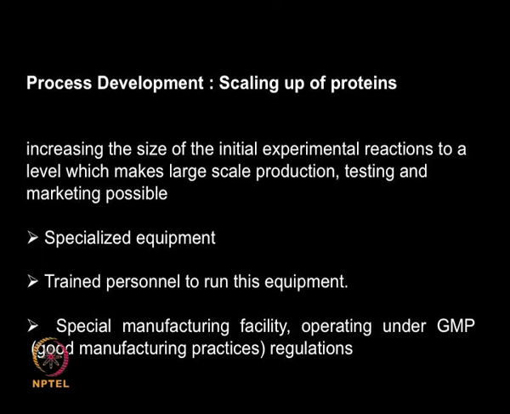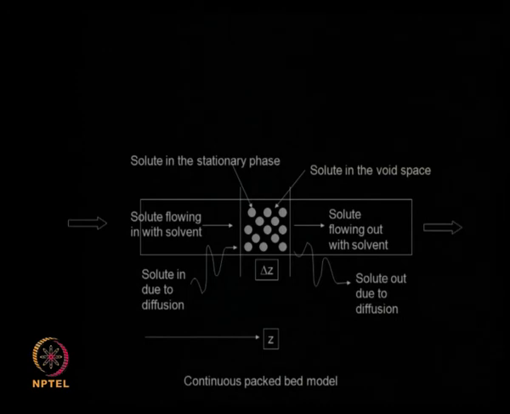We want to move from a lab or experimental scale to a large scale production, testing, marketing, as I talked about sometime back. So, we are talking about specialized equipment, trained personnel to run this equipment, manufacturing facility, GMP, you must have heard about GMP, good manufacturing practice, GLP, good lab practice and regulation. So, all these points need to be considered if you are thinking about scale up actually.